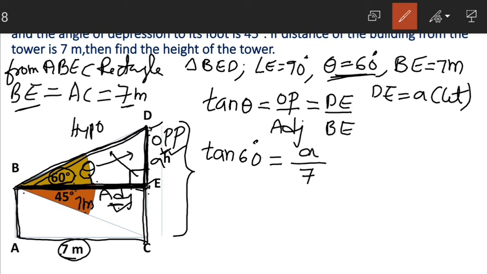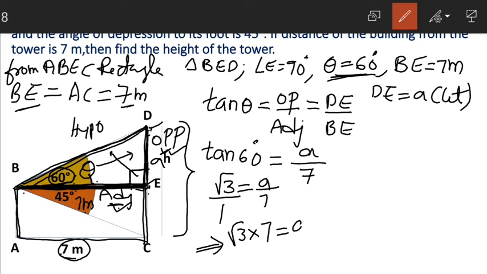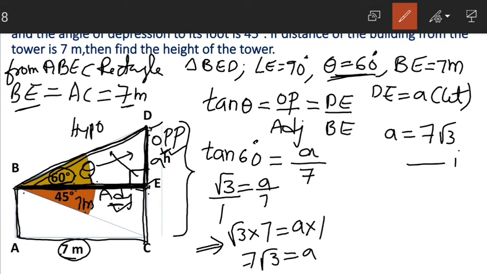Now recall the value of tan 60 degrees. We know that tan 60 degrees is root 3, which is equal to a by 7. Root 3 can be written as root 3 by 1. So by cross multiplication, root 3 into 7 is equal to a into 1. So 7 root 3 is equal to a. That means the a value is 7 root 3. Let it be equation 1.